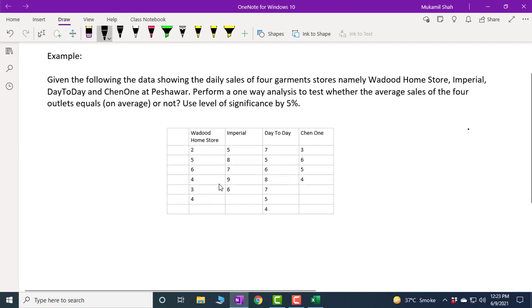So we can see the data. This shows the average sales in lakhs. And we see the data is not balanced because here one observation is missing. Three observations are missing here, 2 observations are missing here, and 1 observation is missing over here. So the dash represents the missing values. So this data is unbalanced, and for this we can apply the analysis of variance technique.